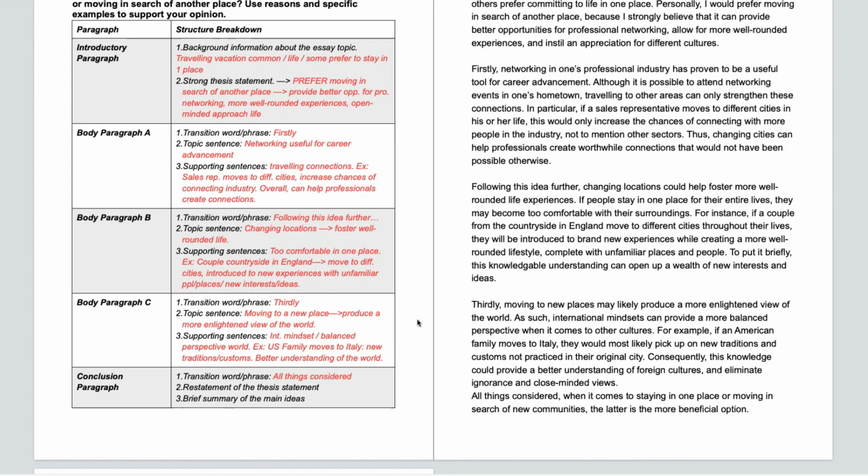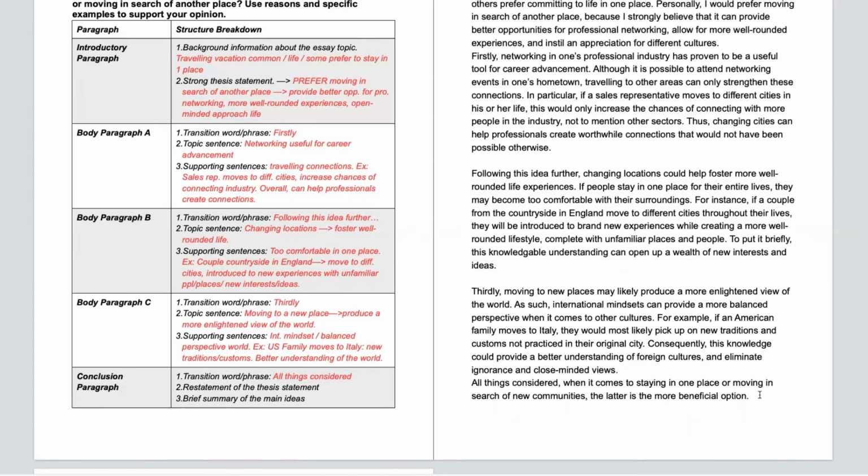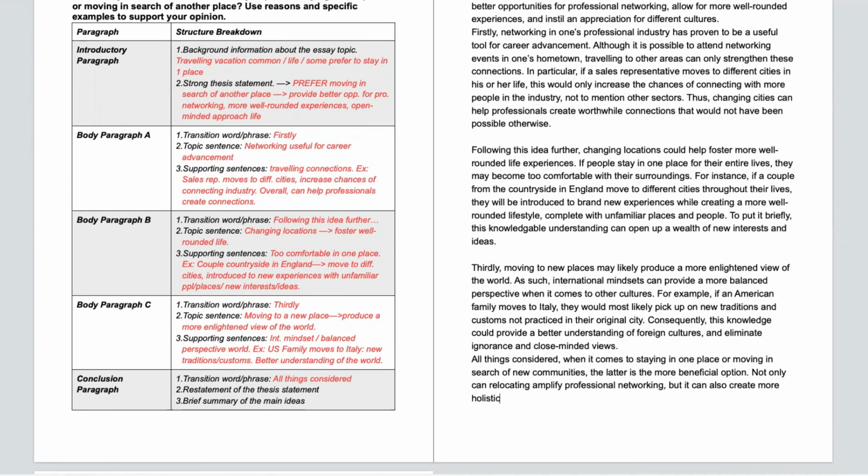Now I'm going to give a brief summary of the main ideas, and I'll say, not only can relocating amplify professional networking, but it can also create more holistic international experiences and lead to a comprehensive view of the global community. And there's our essay. So I'm just going to clean it up a little bit, make sure that I'm color coding it based on grammar and vocabulary, and then we'll talk about the specifics.